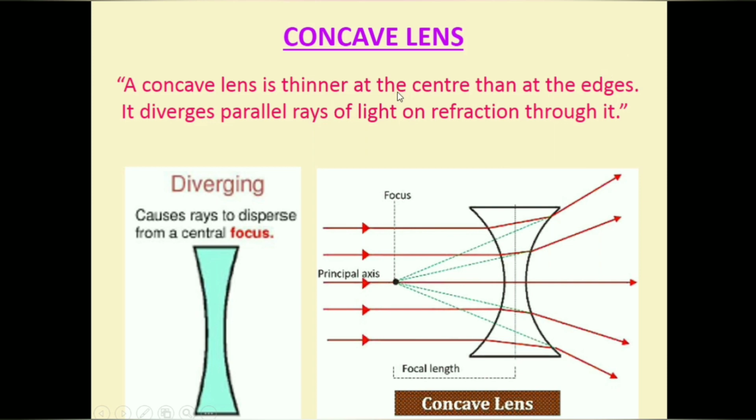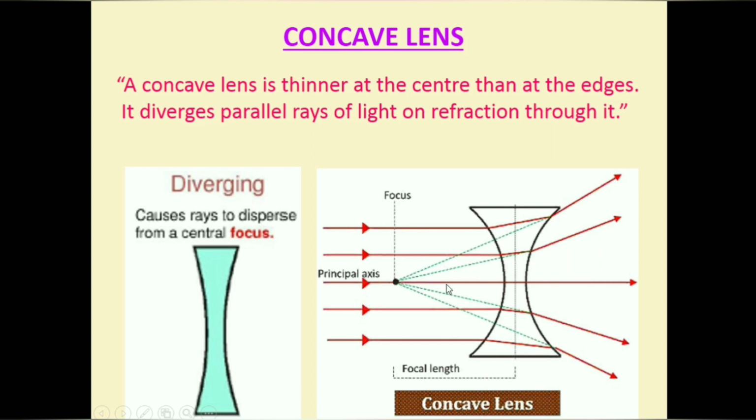See here, a convex lens is thicker at the center than at the edges. In a concave lens, thickness is more at the edges and at the center it is very thin. So we call it a concave lens. A concave lens is thinner at the center than at the edges. It diverges parallel rays of light on refraction through it. See here, in a convex lens, converging of light takes place. In a concave lens, diverging of light takes place.